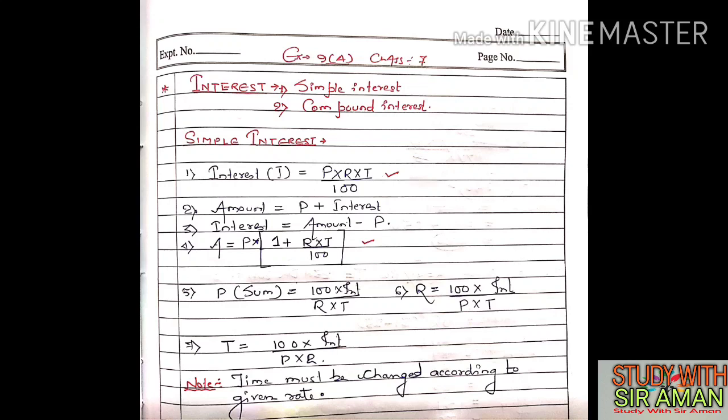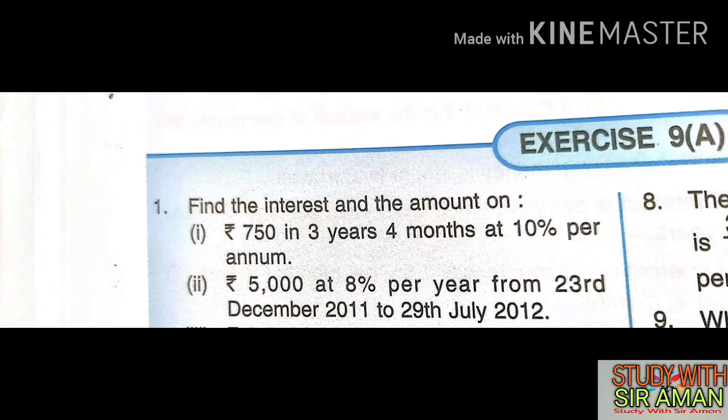So let us see exercise question number 1. Find the interest and the amount on rupees 750 in 3 years 4 months at 10% per annum. First you have to identify which one is P. P means principal is 750, rate is 10% per annum. Whenever you get percent, that is the rate. Annum means year. Okay, rate 10%, time 3 years 4 months.